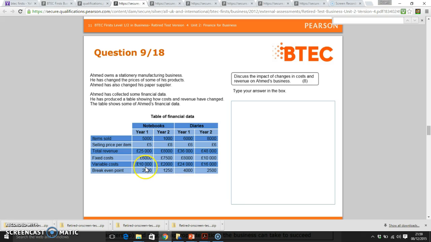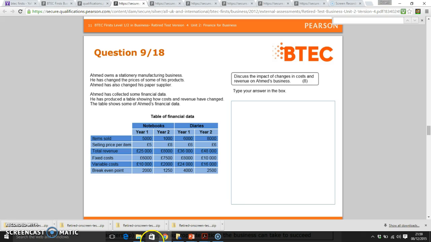If you wanted to be really smart, it's £10,000 variable costs, £2,000 variable costs, but if you divide them by the items sold, you'll end up with a variable cost per item. So actually the variable cost hasn't changed between the 2 years, but our fixed costs have actually gone up for this business, between year 1 and year 2 for notebooks.